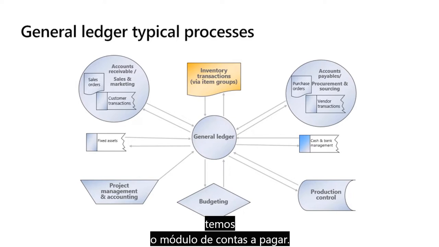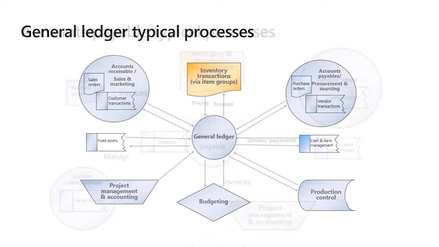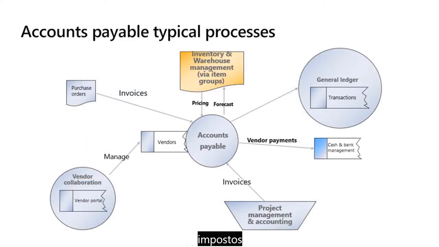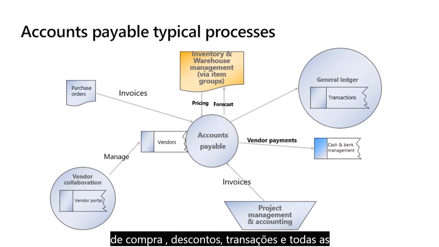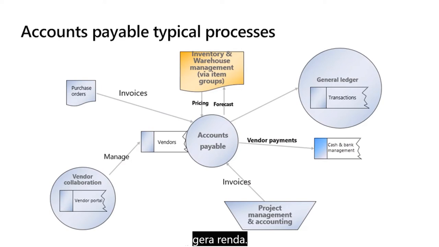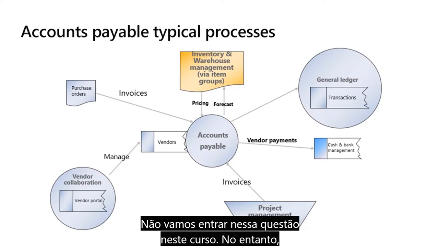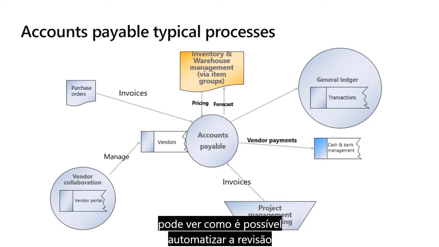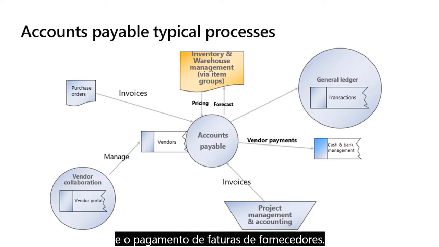We then have the accounts payable module. Now what this does is this allows you to distribute expenses, whether it's taxes or you're charging across different accounts. In this module, you're managing your vendors, purchase orders, discounts, transactions, all of your invoices, and basically you're reducing company liability and generating income. And we won't get into it in this course, but in some of the more advanced courses, you can actually see how you can automate the review and payment of vendor invoices.